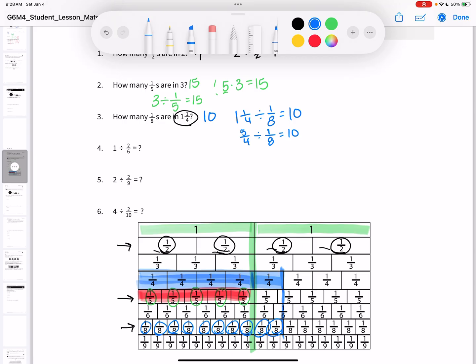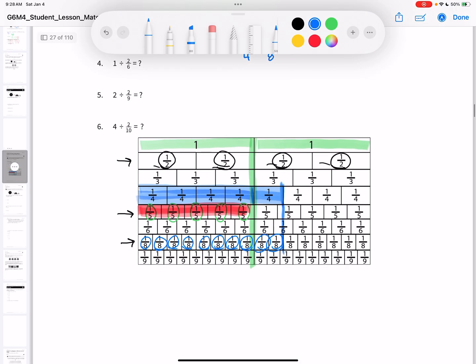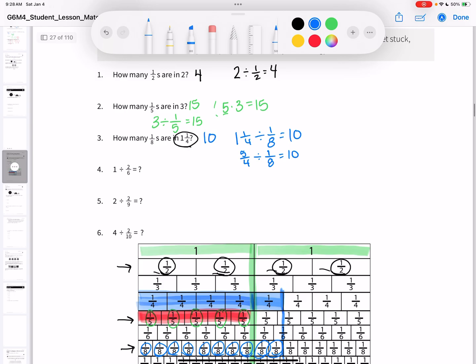All right, 4 says 1 divided by 2/6. Okay, so we could reduce 2/6 because we have a 1/6 line, but we don't have 2/6 increments. 2 and 6 are even numbers, so we can reduce that. So 2 and 6 can actually be reduced to 1 and 3, so 1/3. Okay? So how many 1/3 are in 1? That's what it's asking us.